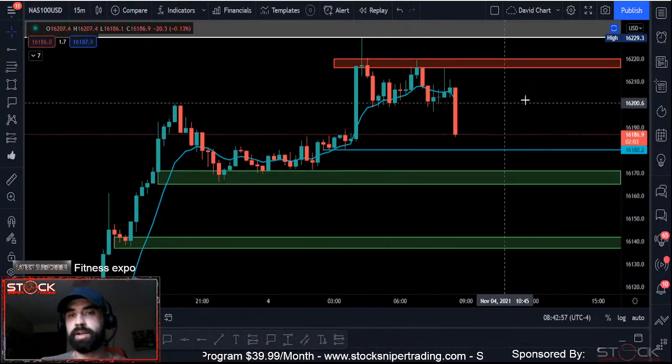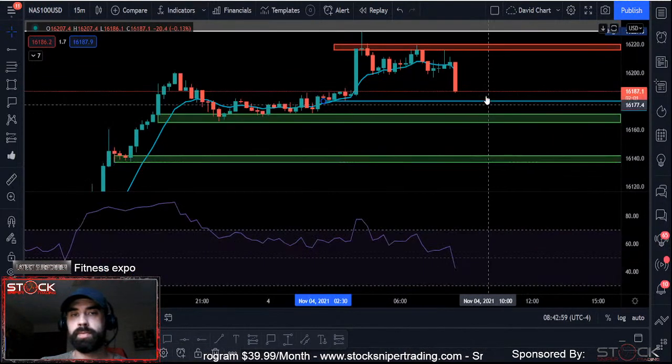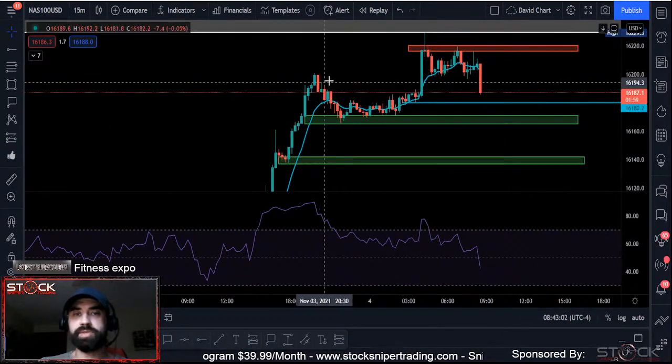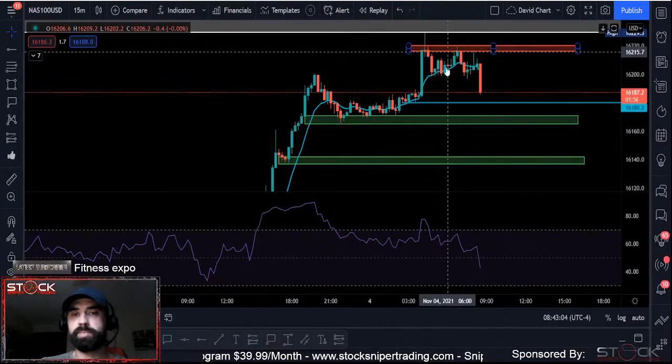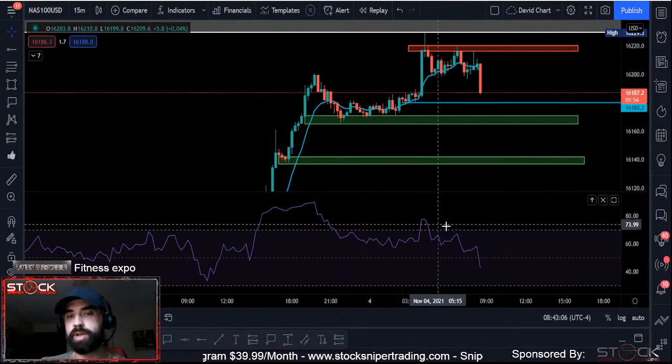Okay, look at the sell right here. Okay, look at Nasdaq, guys. Price is rising, coming to resistance at the supply. Price overall is showing bearish momentum here.